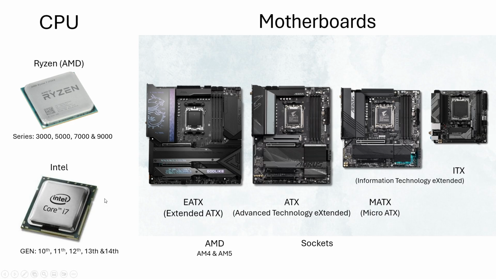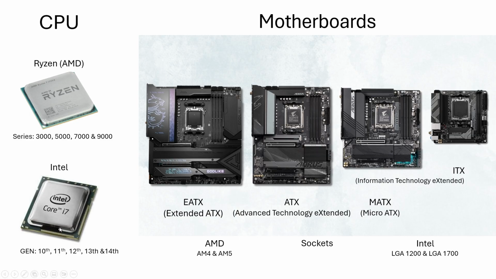And it's the same logic behind Intel. For Intel, it's the same thing, except instead of AM, it's LGA. So if you ever see LGA as the socket for your motherboard, that means it's an Intel CPU. And remember, if you buy an AM5 motherboard but you buy an Intel CPU, you're not going to be able to use that CPU at all.